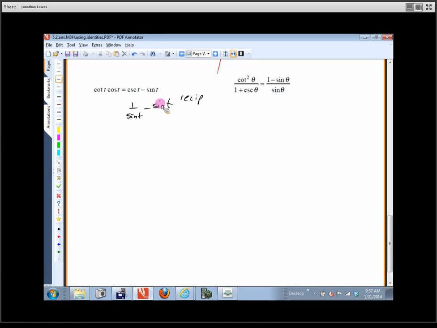This problem is going to illustrate another common technique. Who can tell us what to do next? What do we do, Tammy? Common denominator. So the next thing we're going to do is get a common denominator. The way we're going to do that is I need a sine down here in order to combine those. So I'm going to multiply the top and bottom by sine t. That's going to give me sine of t in the denominator, and 1 minus sine squared t in the numerator.